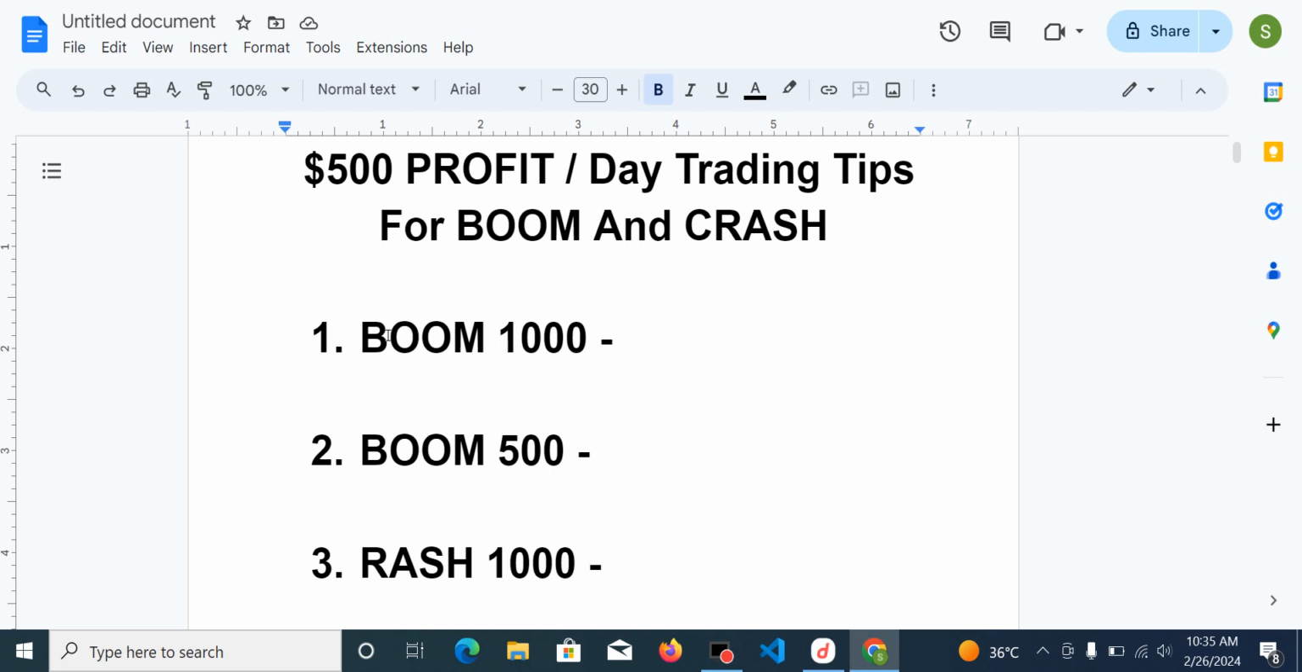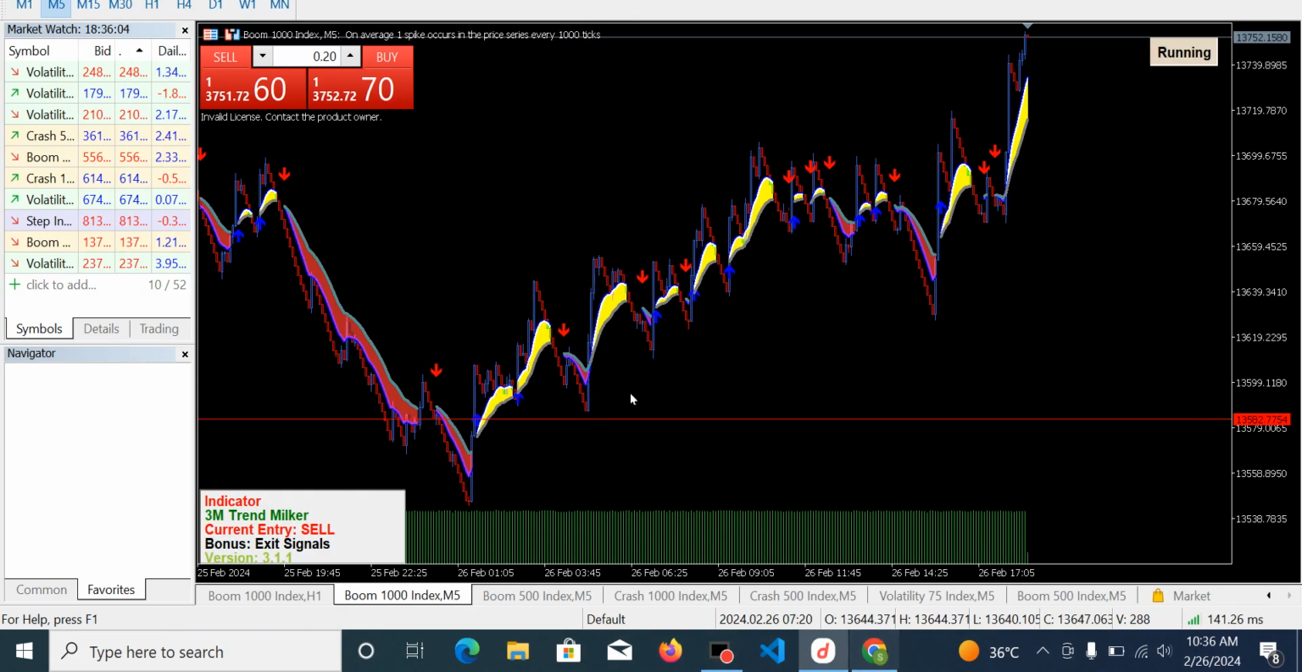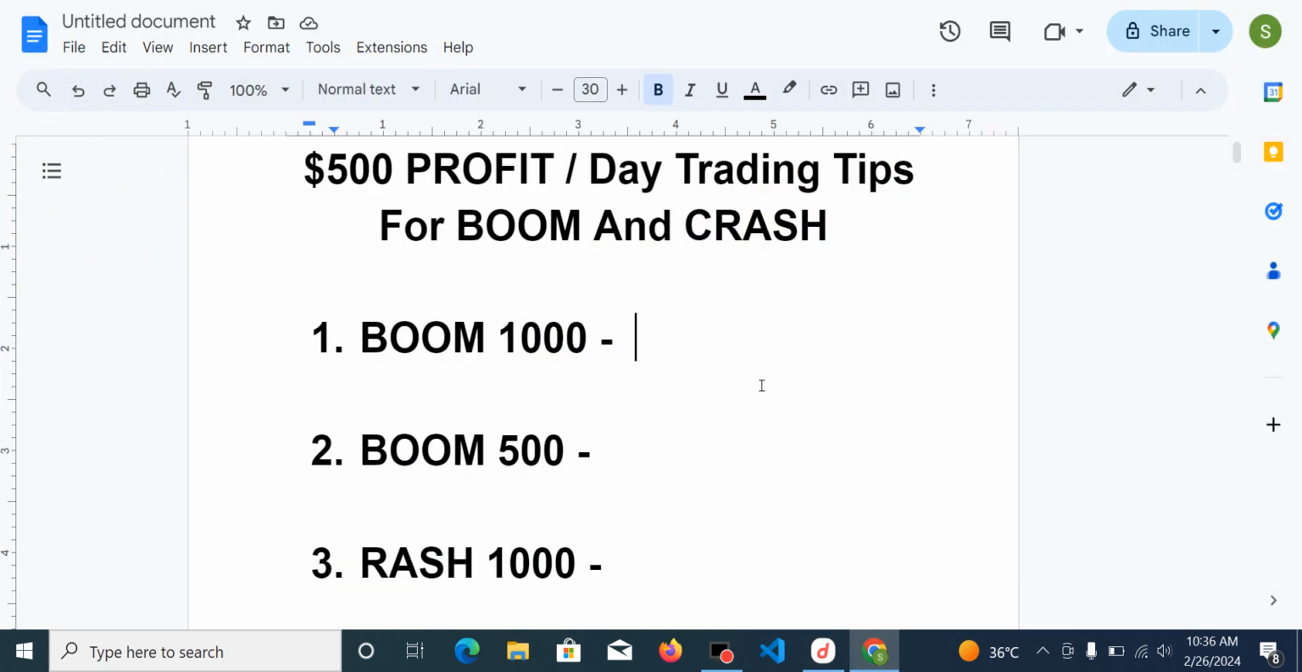Okay, so, and of course guys, we will be starting right away, starting with boom 1000. Okay, so quickly let's go straight into what we have right here. So this is boom 1000. I'm on 5-minute time frame using the 3M trend milking trading indicator. This actually went on uptrend after ending this downtrend at this support zone. You can see it kept on going up and up and up, even though there are pullbacks in between, but it's more of uptrend than a downtrend. If it's unable to break out above the resistance zone, then it will go back down, but for now it is still buying.